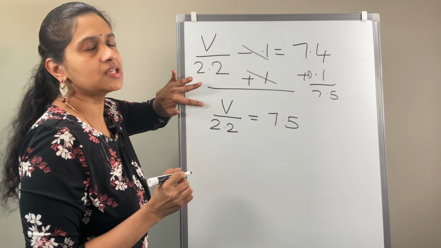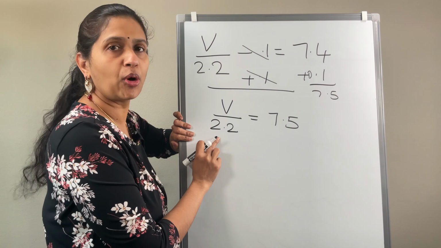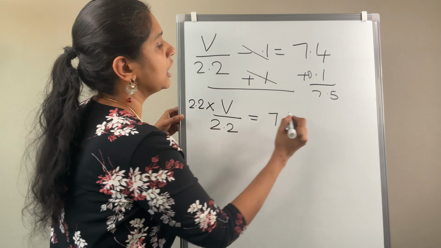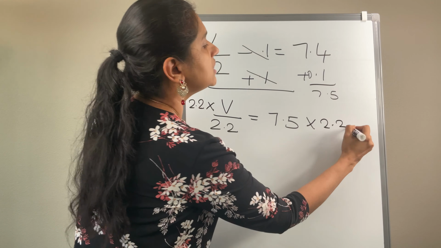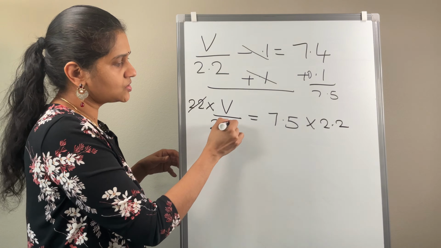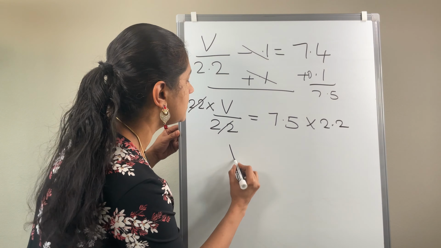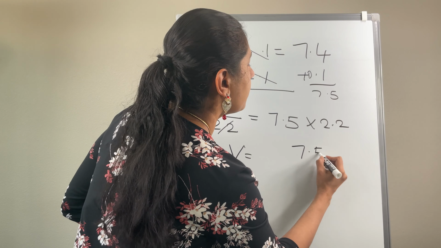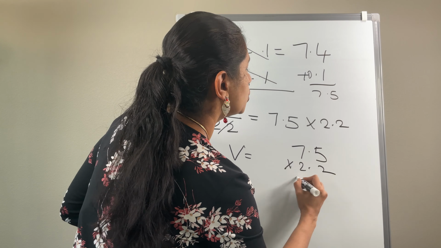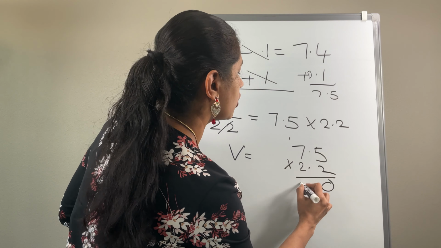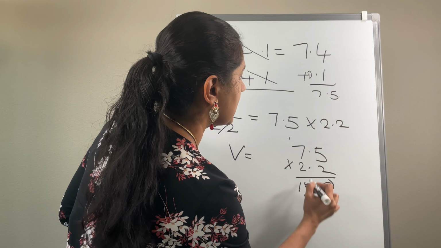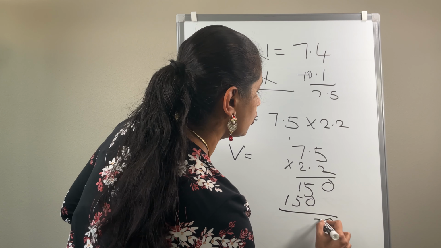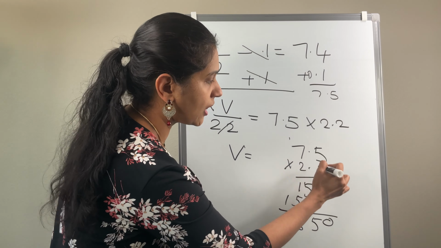Now to isolate this variable v, we have to avoid 2.2. For that, you simply multiply by 2.2 on both the sides. As a result of it, the 2.2 will get cancelled and the variable v will be isolated. Now we have to multiply 7.5 times 2.2. That's going to be 10, balance 1, 14, 15. Here 10, balance 1, 7 twos are 14 plus 1, 15. So you will get 0, 5, 6, 1 and you have 2 decimal points.